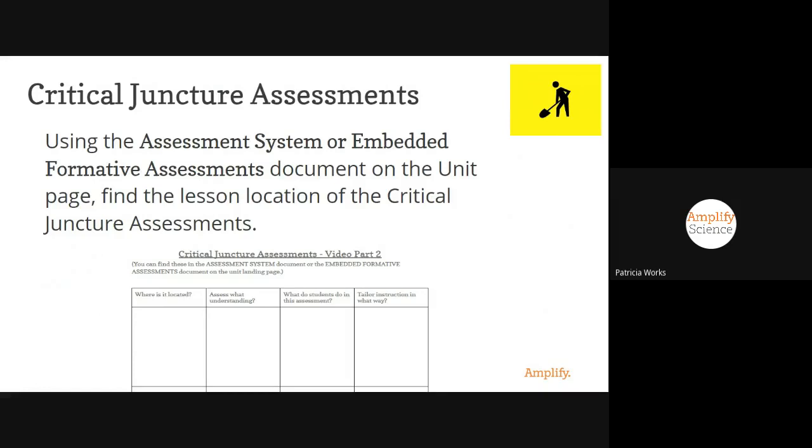We are going to talk through the 3 critical juncture assessments together in just a few minutes. And if you'd like, you can fill in the last 2 columns about what students understand in this assessment and in what way we are going to tailor instruction as we're discussing the assessments. Or if you have time, you may want to read through that and do it now on your own. Okay, so it's work time and you can pause the video to find the 3 critical juncture assessments and restart when you're ready to discuss.